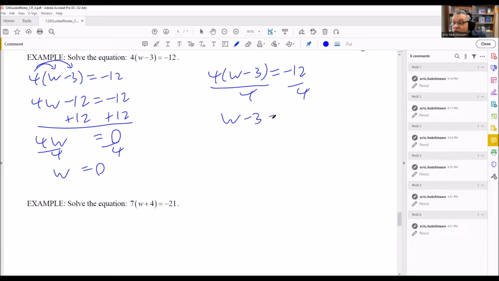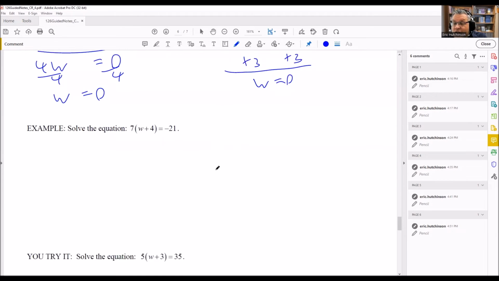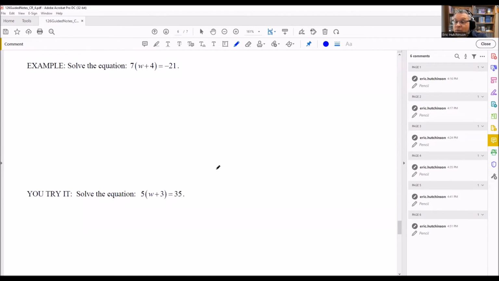I get w minus 3 equals -3. And now I can just add 3 to both sides and get the same answer, w equals 0. So again, that only worked because 12 divided by 4 gave me a whole number there instead of a fraction. So if it gives you a fraction, I'd say probably just focus on the first method. Let's try that again with a couple more problems.